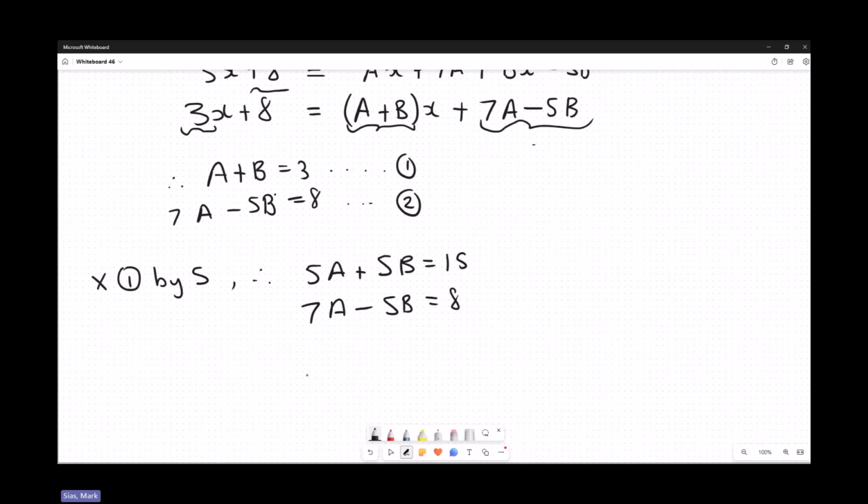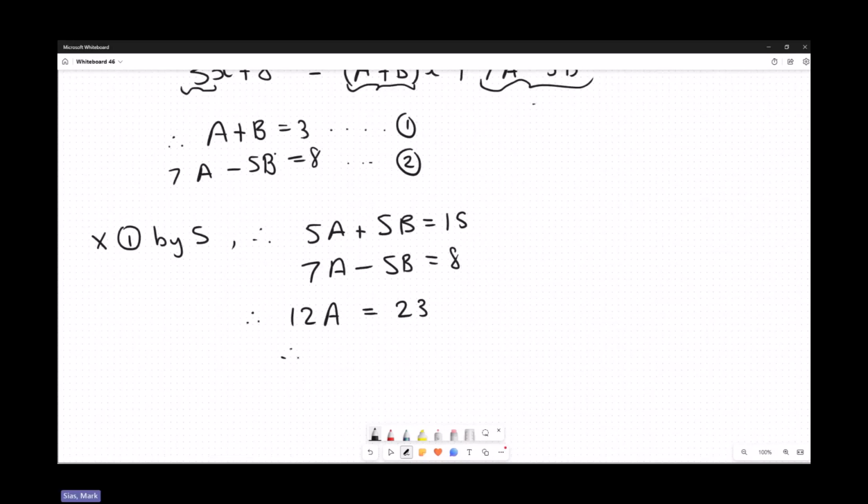Okay. Now, I add the two equations. I add the left-hand sides and I add the right-hand sides. What do we have? 12a, 5b minus 5b is 0, and 15 plus 8 is 23. Therefore, if I divide on the left and on the right, a is equal to 23 over 12. Just check if my working is correct, guys.